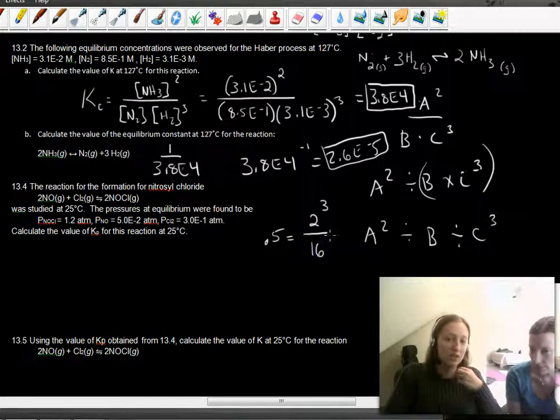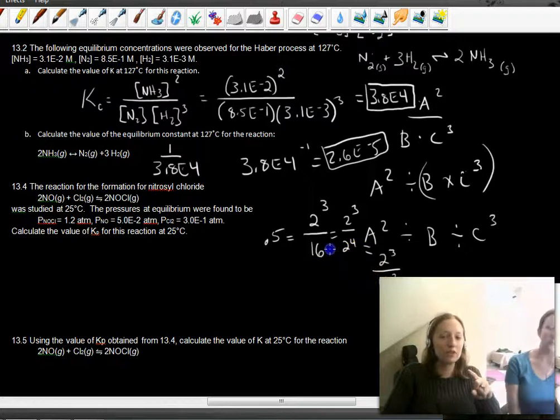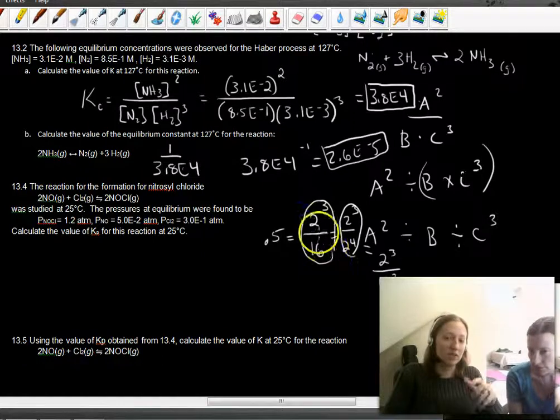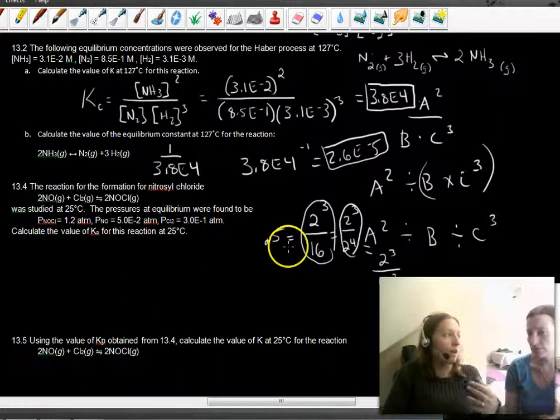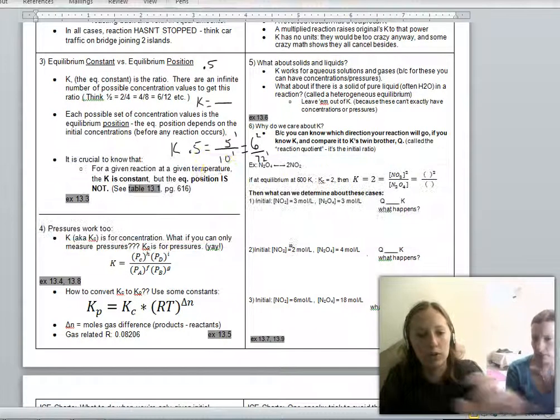You could have plain old 16, or you could have 2 cubed over 2 to the 4th, or you could have 2 cubed over 4 squared. So there's a lot of different, and these are equilibrium positions because these are the concentrations, the 2 and the 16. You could have a concentration of, say, 2 and 16. Mathematically, there's a lot of different ways to get to 0.5, but you always end up with 0.5. So there.